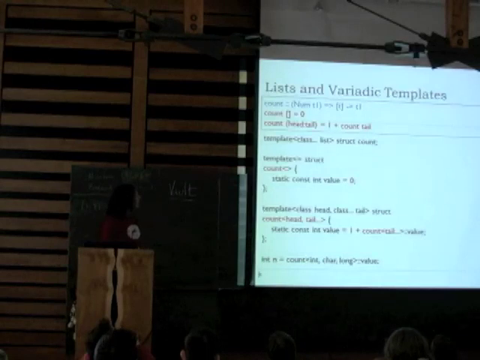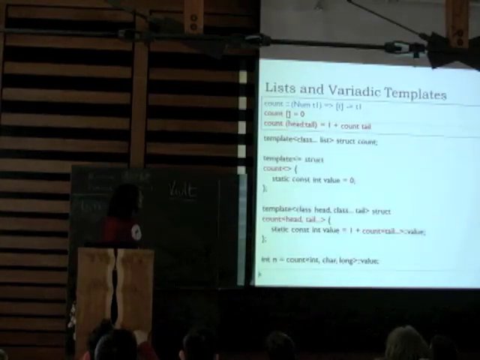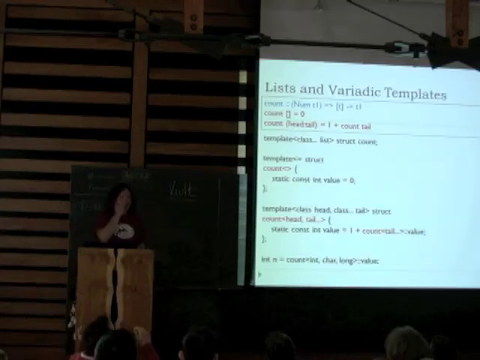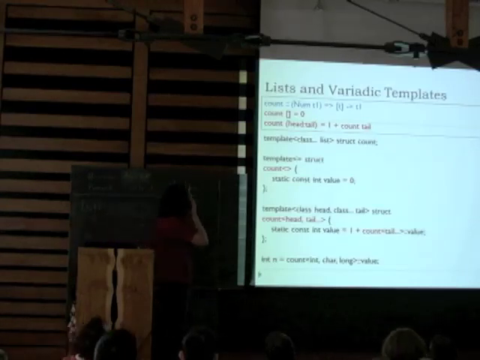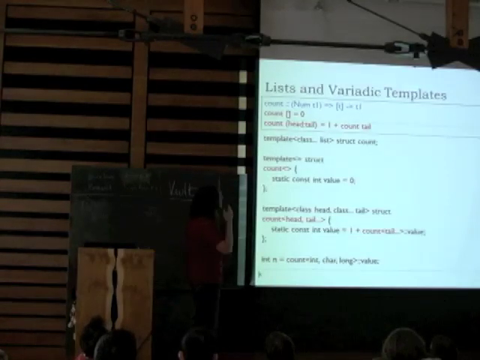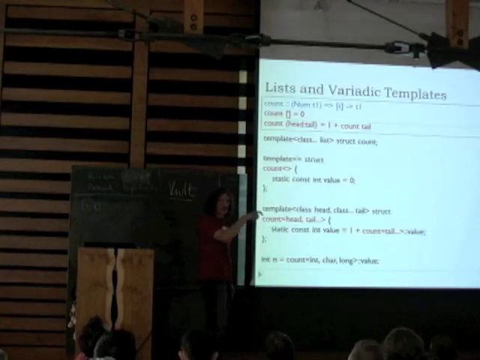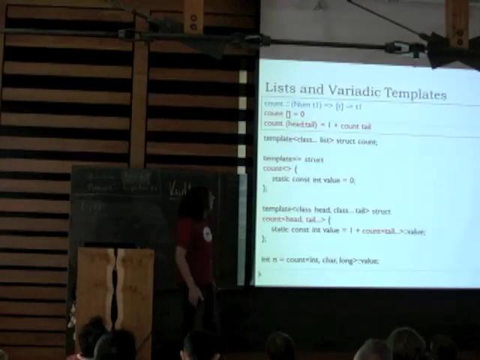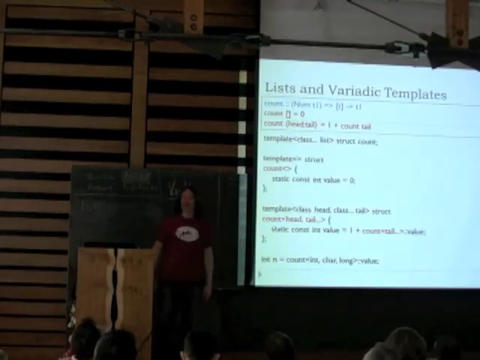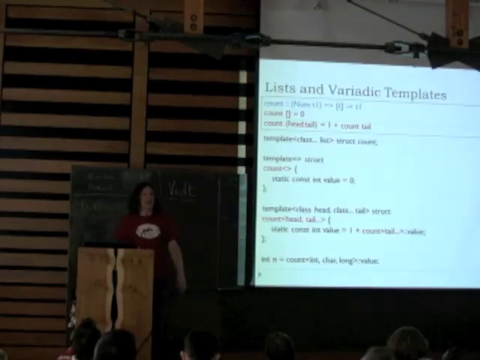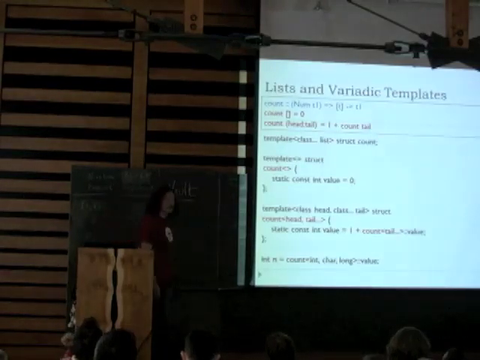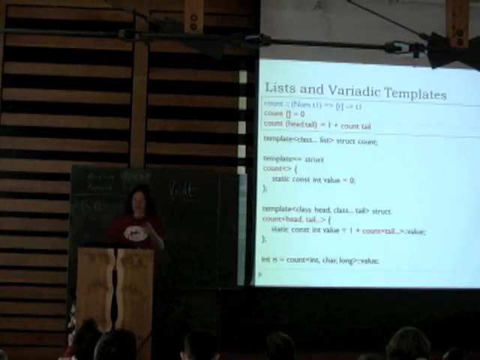It's not true. The Num restriction is on T1. Pardon? Oh, no, sorry. Yes, exactly. The Num restriction is on the return value, because I have one plus. I'm returning one plus, so it must be a Num. T is arbitrary, so I can have a list of characters, list of strings, list of anything. Thank you.